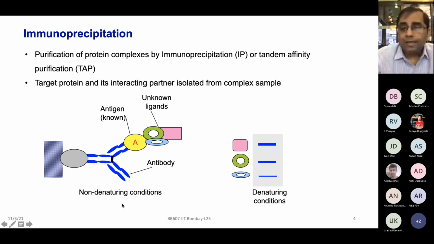Once this part has been successfully achieved and you got the pull down with the complex. So for example, you first pass the cell lysate, and then this protein A is binding with antigen-antibody interaction.